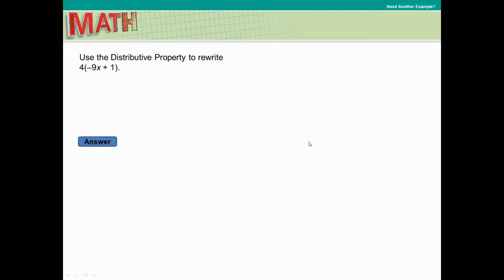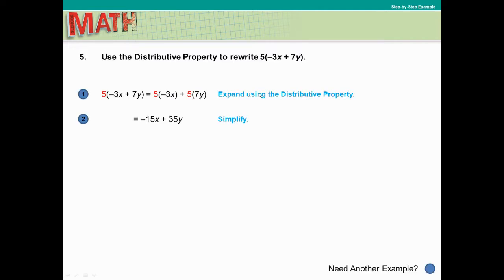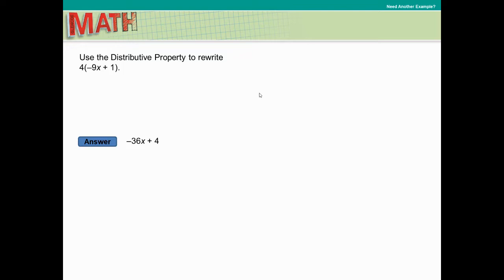Here's yours. Go ahead and pause it. Okay, you're back. This should be 4 times negative 9, which is negative 36x plus 4. Negative 36x plus 4. Take a moment. If you got it right, that's great. If you didn't get it right, pause it, go back, look at the previous one. Look and see, oh, I see what I did. Okay. And that's the way you use this, to go back and forth.